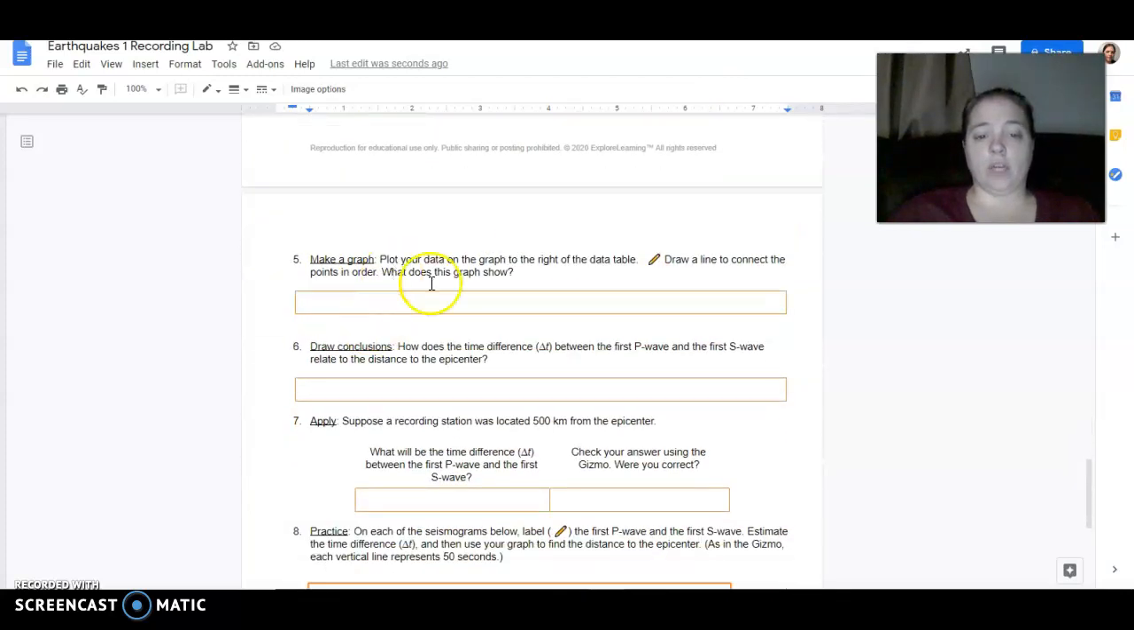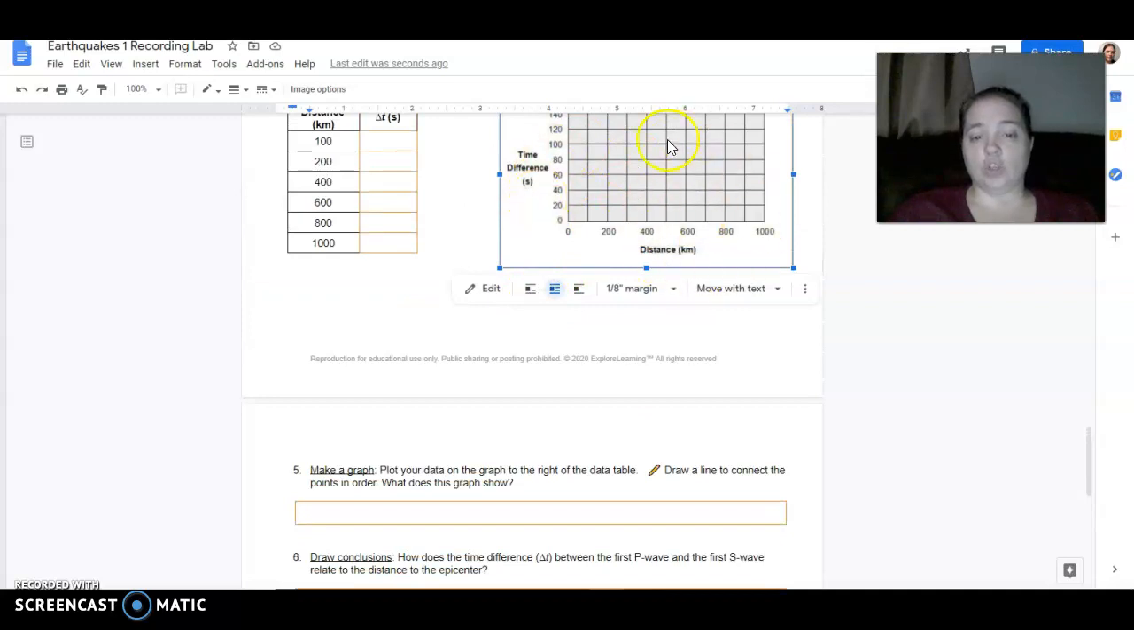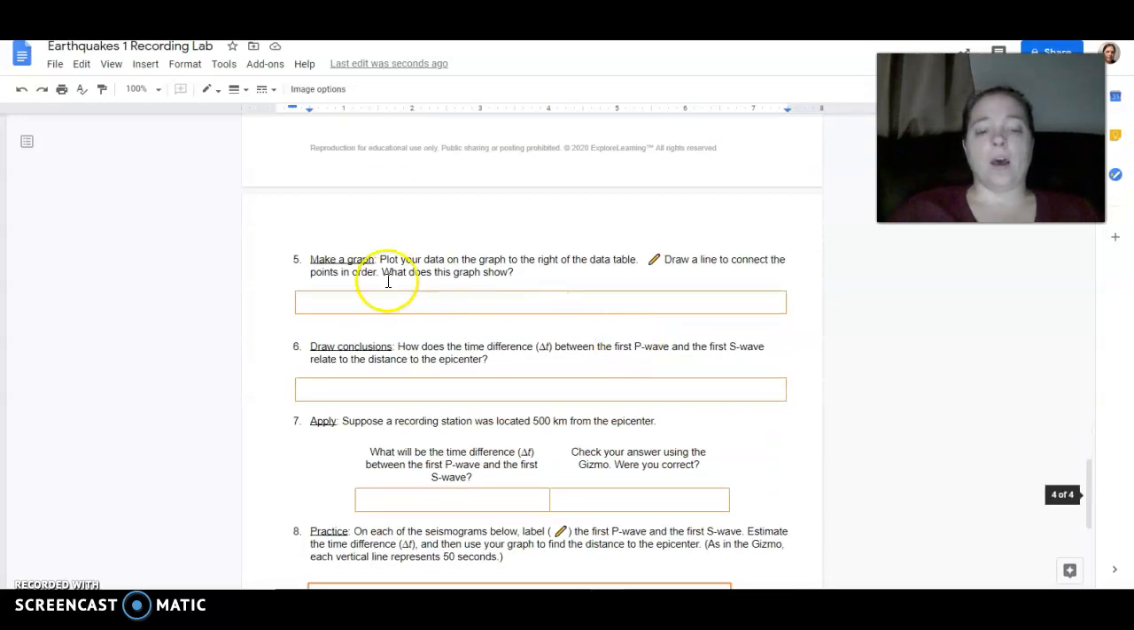Make the graph, plot your data on the graph to the right of the data table, and draw the line to connect the points together. Kind of what I was just doing, messing around in there. What did your graph show? Type it in. Draw conclusions.